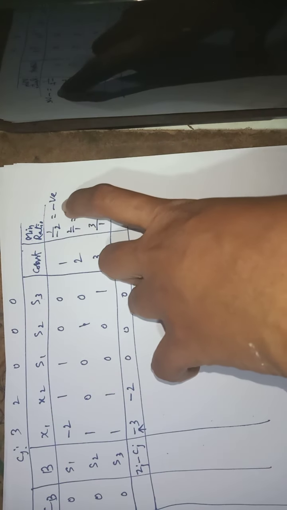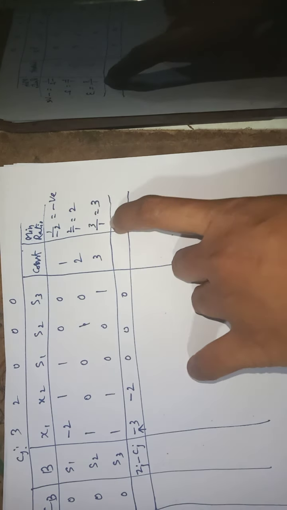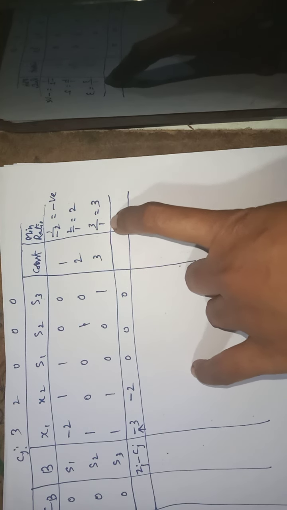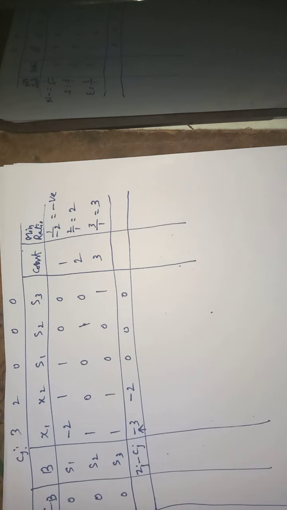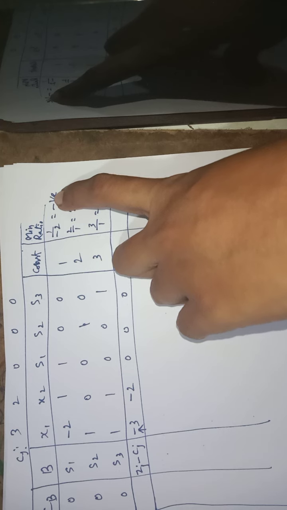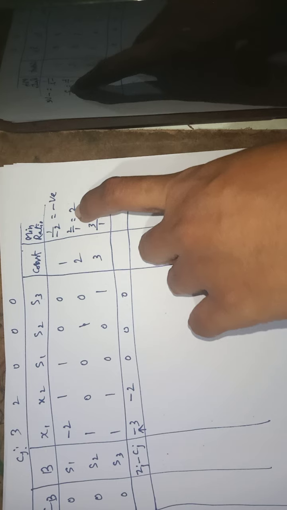Now in the minimum ratio, what do we have to do? Whenever you get a negative value, just ignore, omit it. Out of the positives and zeros only you have to choose the minimum value. Here the first value is negative, that's why I ignored it, and the remaining are 2 and 3. The second row value is 2, the third value is 3. Out of these two, the minimum value is 2.